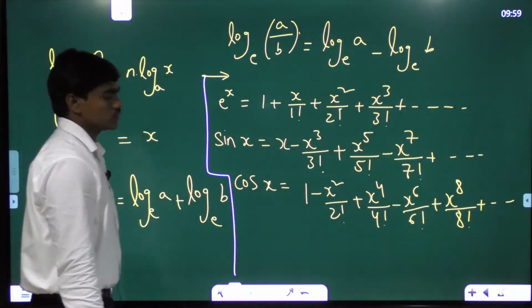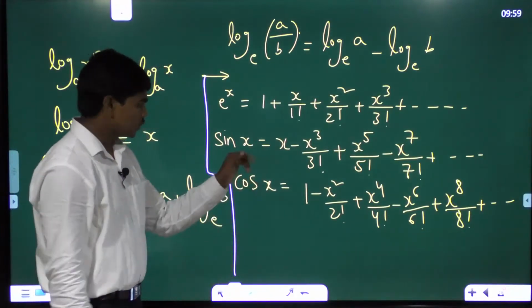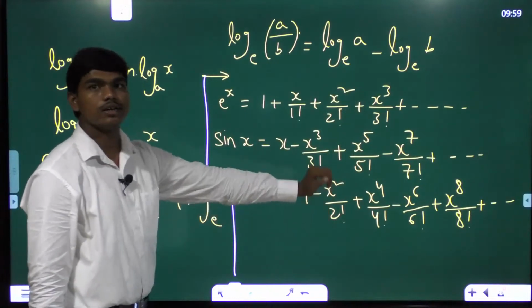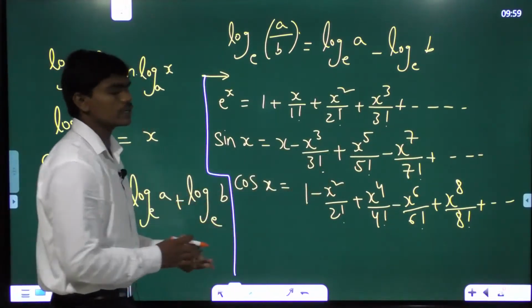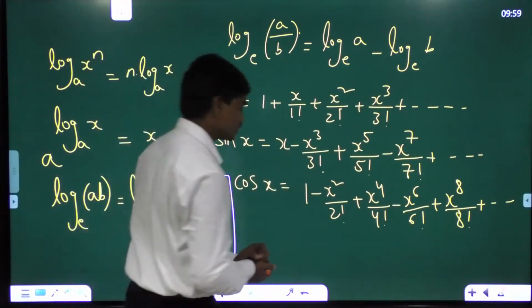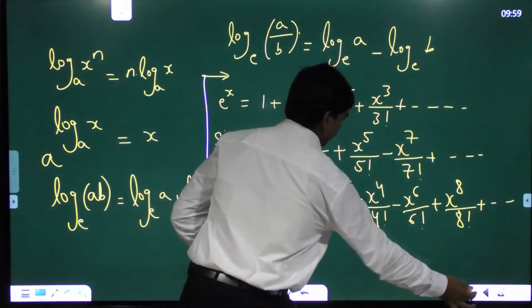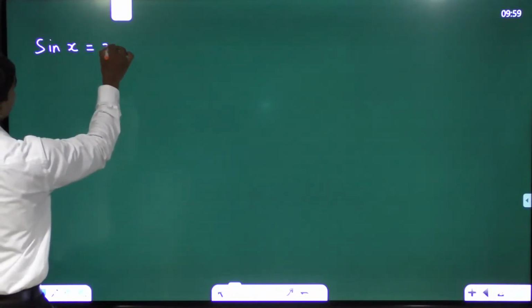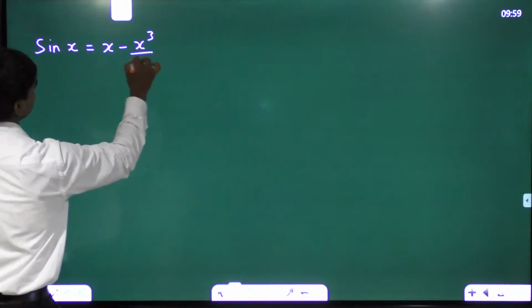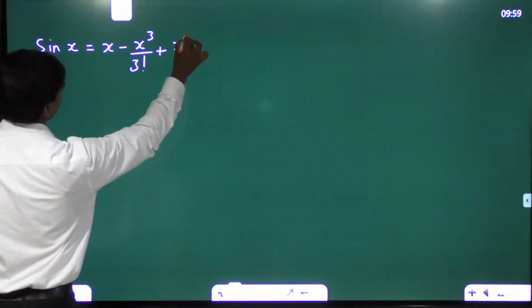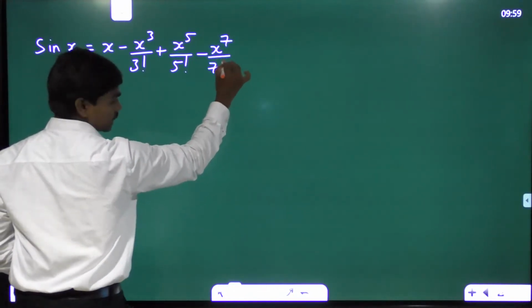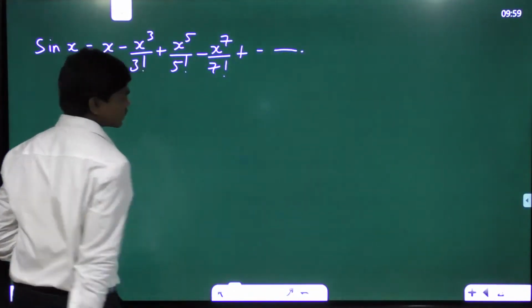I'll show you how all these three expansions are written like this when I derive the Taylor series. But right now I would like to explain one thing very clearly at this point. If you see the expansion of sin x, what's the expansion of sin x that we have written there? x minus x cubed by 3 factorial plus x power 5 by 5 factorial minus x power 7 by 7 factorial plus and so on, correct?